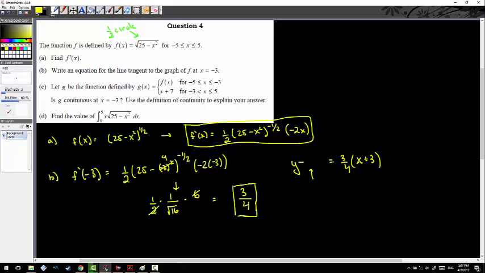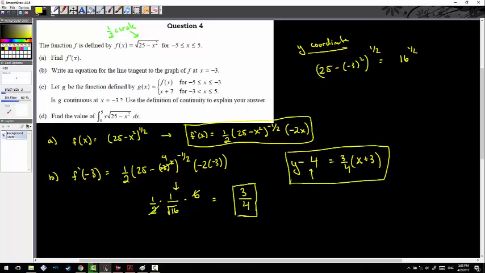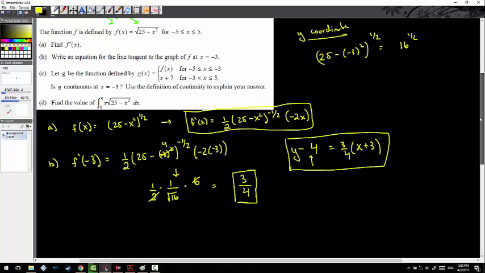Well, how do I find this y1? I'm going to take my x being negative 3 and punch it into the original equation. So what's the y coordinate? Let's find out. Well, that's going to be 25 minus negative 3 squared, to the 1/2 power. Well, that's going to be 16 to the 1/2, so that's going to be 4. And that's as far as I need to go on this problem. Wow, part B, not that bad. Not that bad at all.